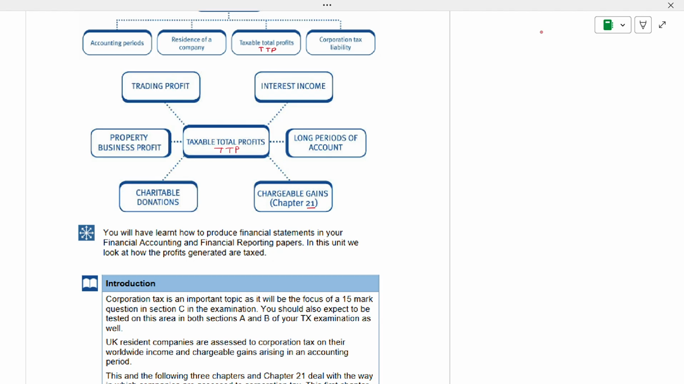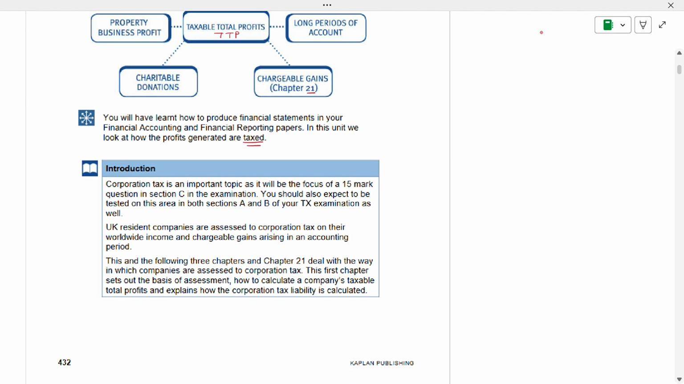You will learn how to produce financial statements. In this unit, we'll look at how the profit generated will be taxed. This will be there in section C. One question, it is for 15 marks. Guaranteed question on corporation tax. It is an important topic, it will be focused on 15 marks. In section C, you will have 3 questions. One will be for 15 marks, another 2 will be 10 marks each. This is the major part with respect to corporation tax.